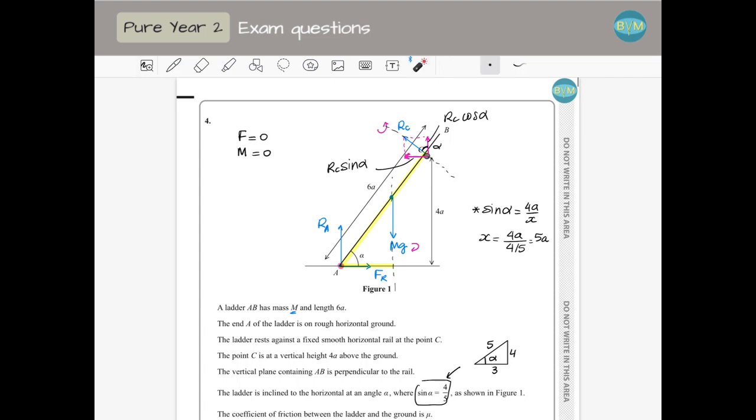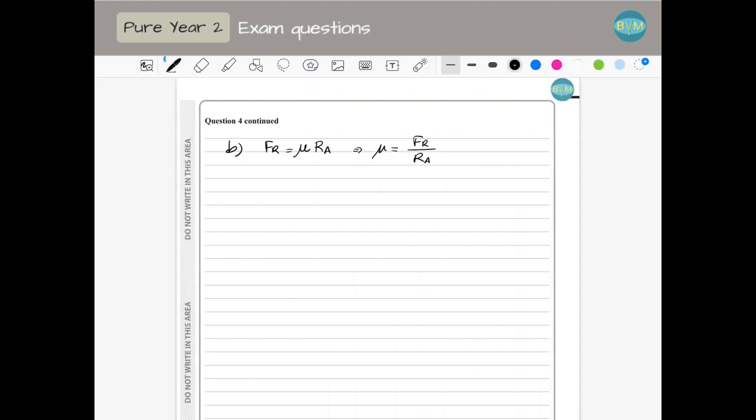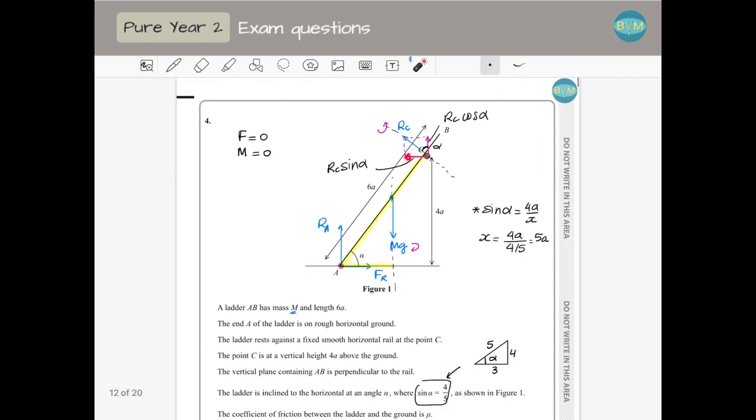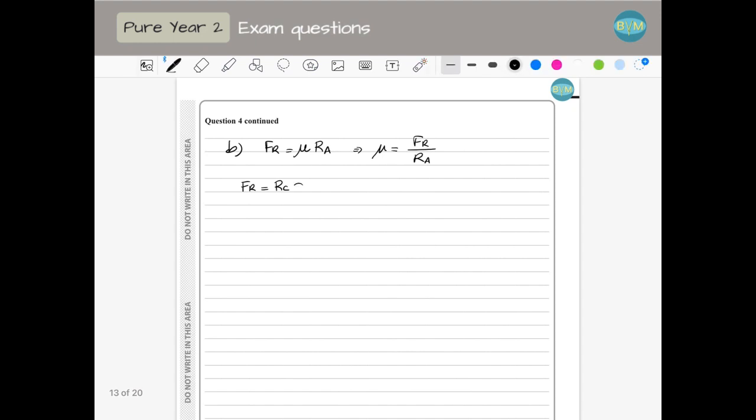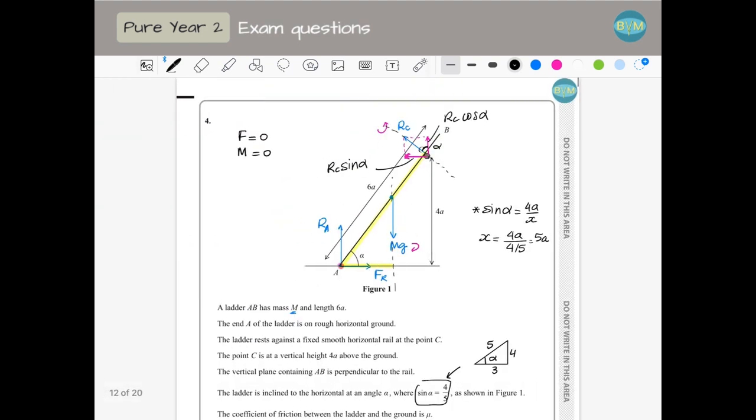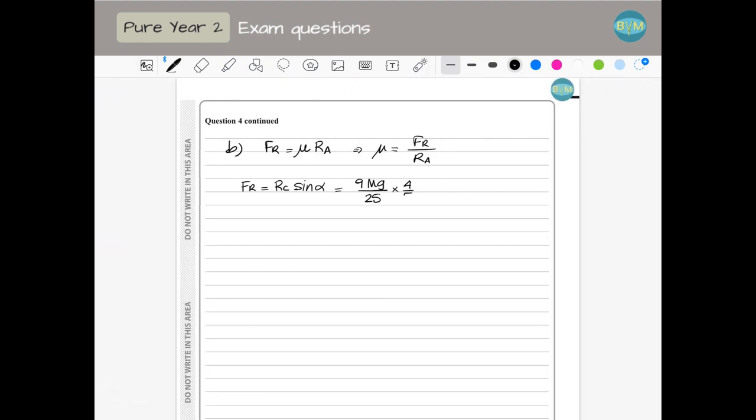So if I resolve forces horizontally, Fr is going to be equal to this force, my only two horizontal forces. So friction is going to be RC sine alpha. RC was 9 mg divided by 25, times sine alpha, which was 4/5. So the friction is going to be 36 mg divided by 125.